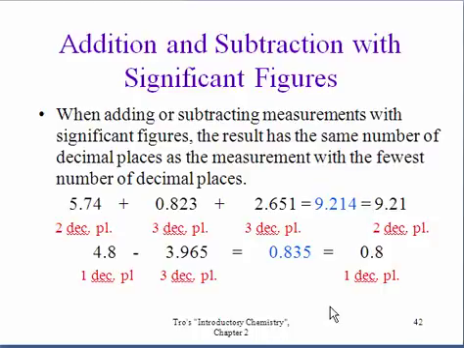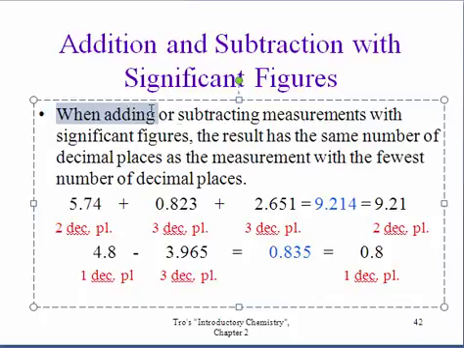An important factor to remember is that the rules for multiplication and division of significant figures are different for addition and subtraction of significant figures. So let's look at this rule. When we add or subtract measurements, in other words, values with significant figures, the result has the same number of decimal places as the measurement with the fewest number of decimal places. In other words, our answer can only have the precision of our least precise value.